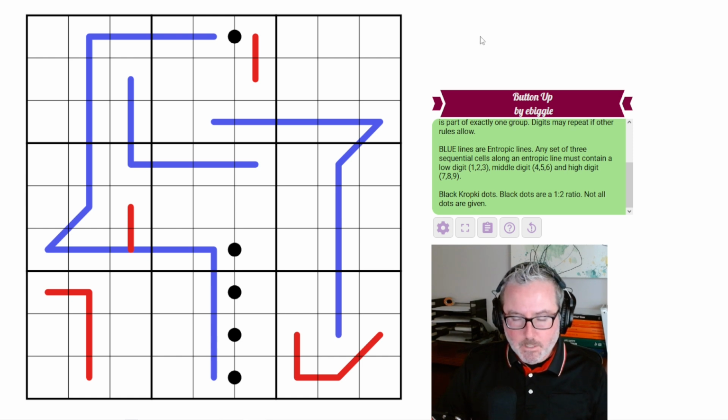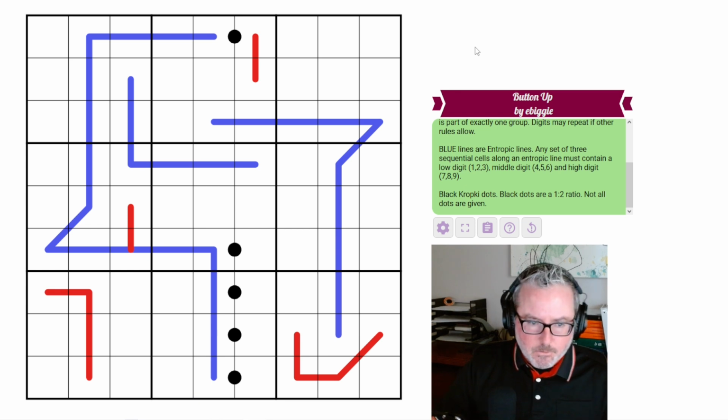And then the final rule set here is black Kropki dots. So black dots are in a 1 to 2 ratio, and not all dots are given. So any of these black dots, we see a bunch of them, they must be in a 1 to 2 ratio, i.e. one of them is double the other one, or one of them is half the other. And those are the rules.